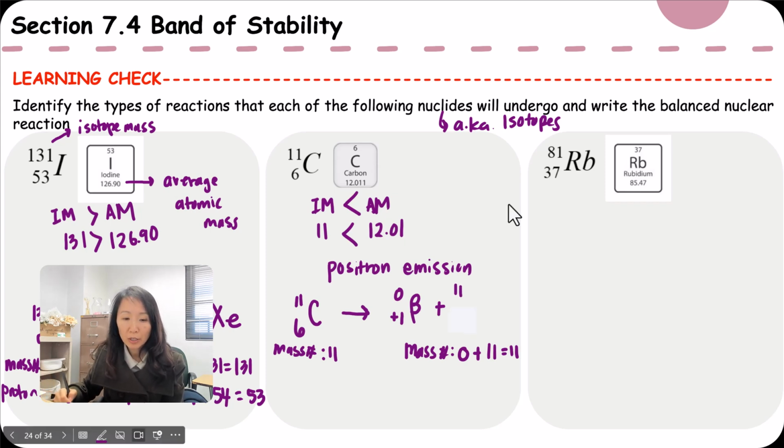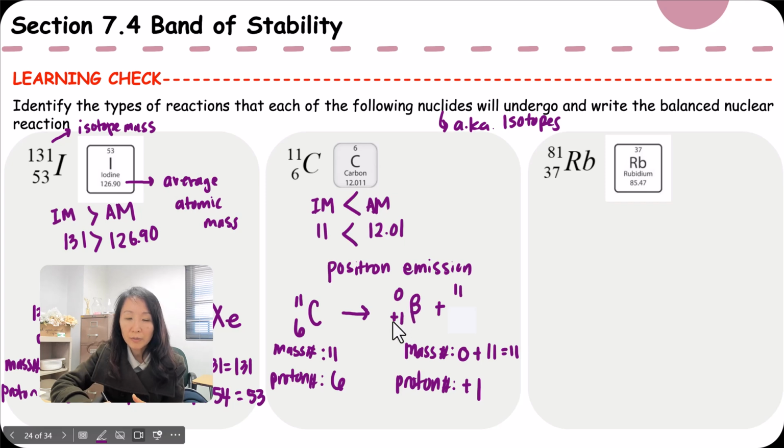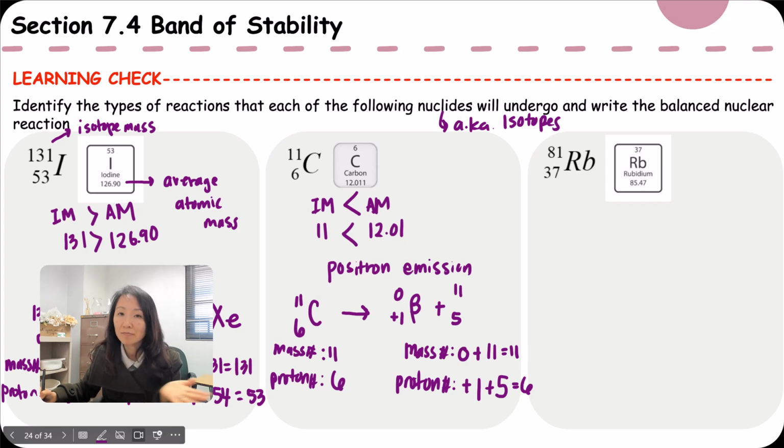Now let's look at the proton number. The proton number on the carbon side, the reactant side, is 6. On the right-hand side, we already have +1. You see that +1 right next to the positron emission. And then some kind of value to equal out to 6. So plus something must equal 6 total. That means this must be 5. So what atom has an atomic number of 5? If you look at the periodic table, that would be boron, so that's B. So that's my balanced nuclear reaction for carbon.